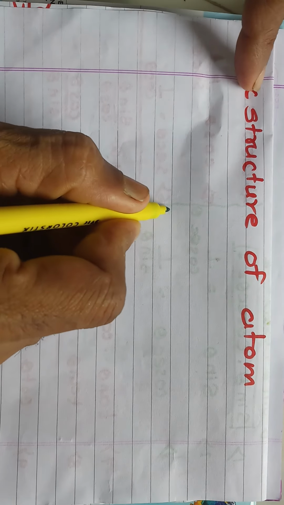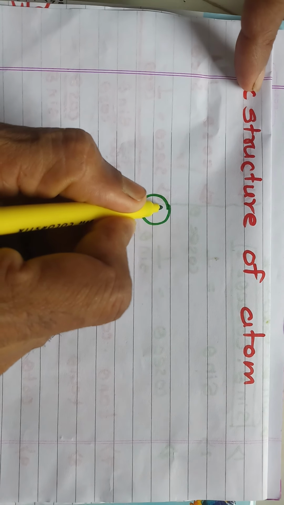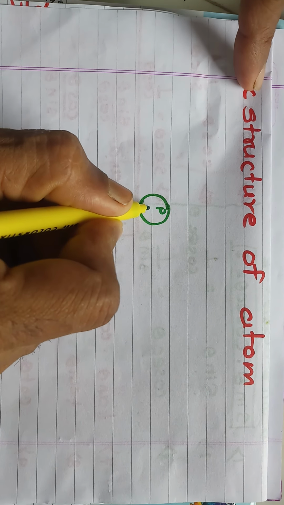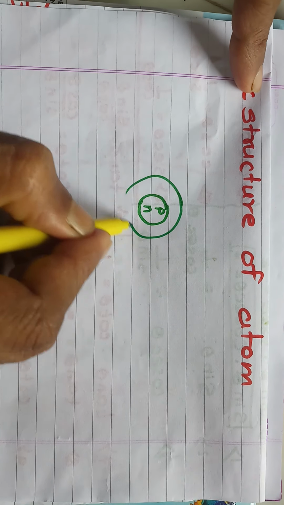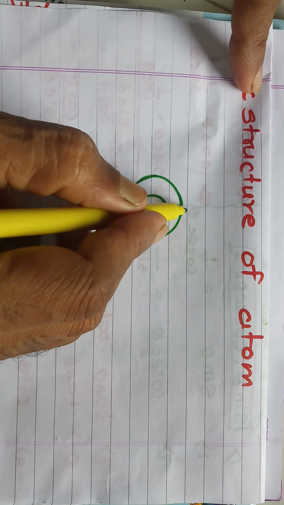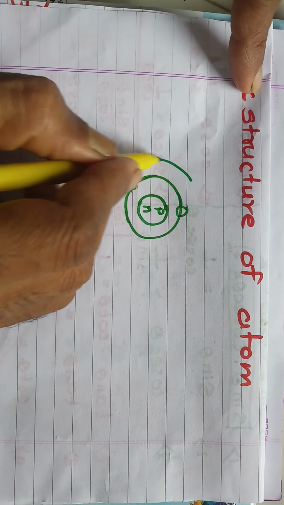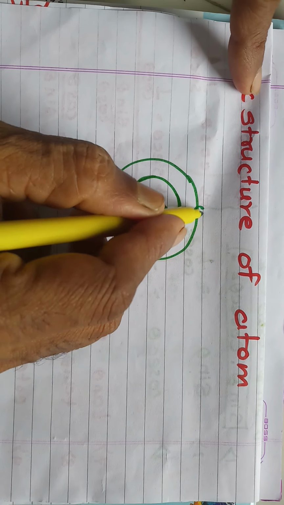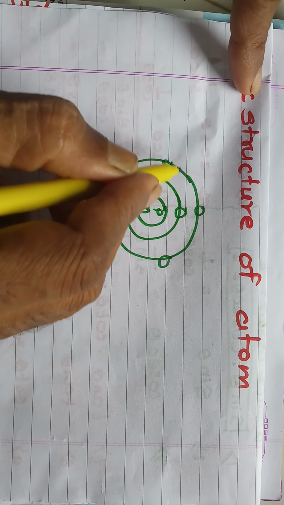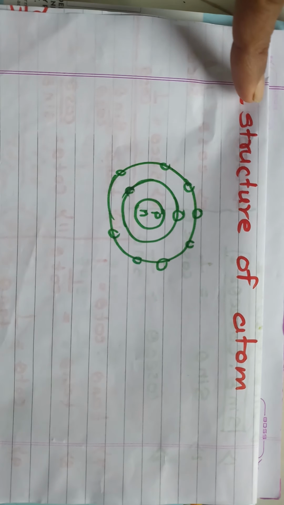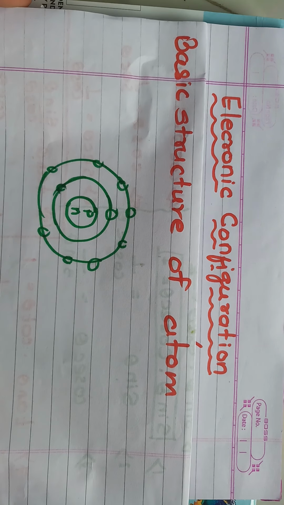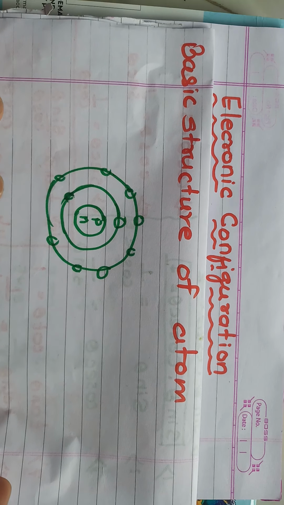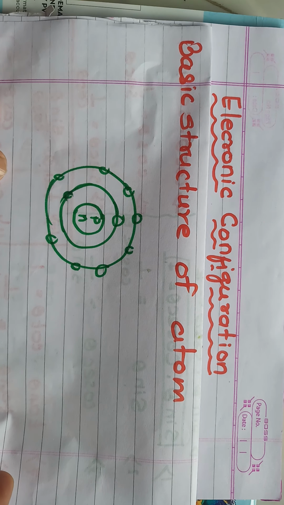An atom consists of a nucleus. In the nucleus, protons and neutrons are present, and the negatively charged particles, that is electrons, revolve in different orbits around the nucleus. That is what we studied in the last video. Now today we are going to learn about electronic configuration. Let's see what electronic configuration is.